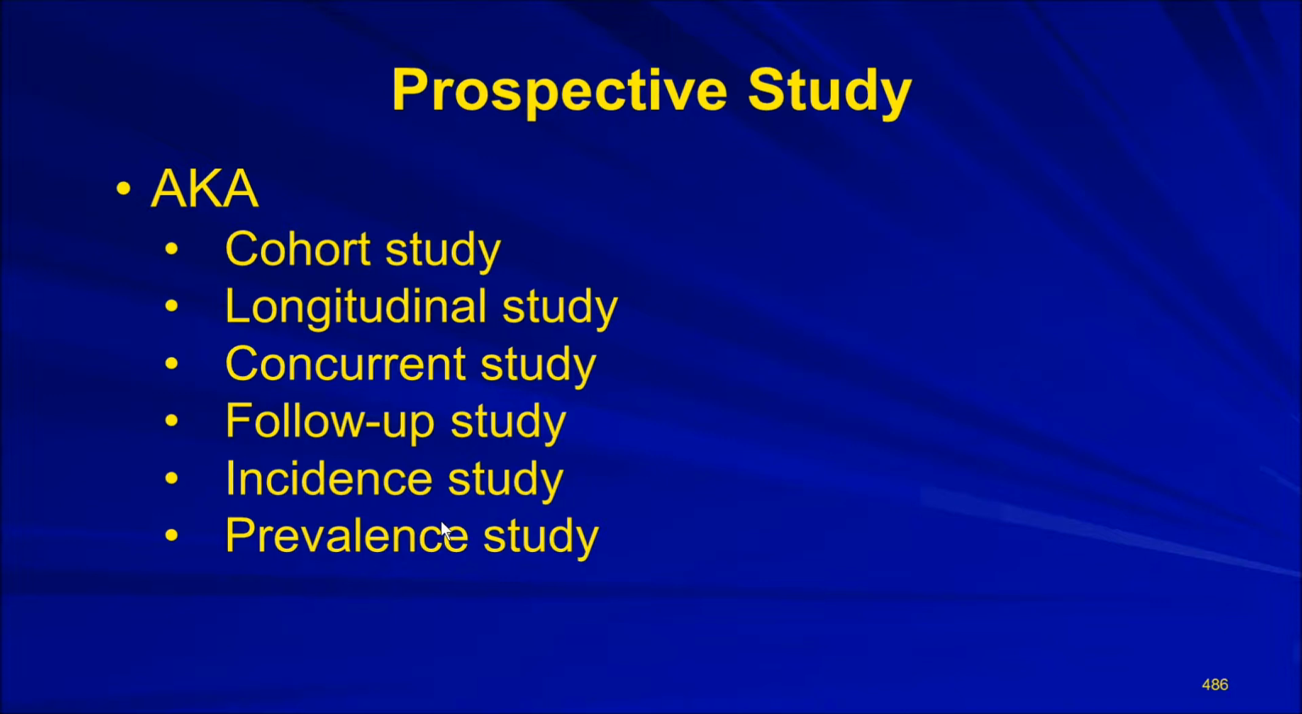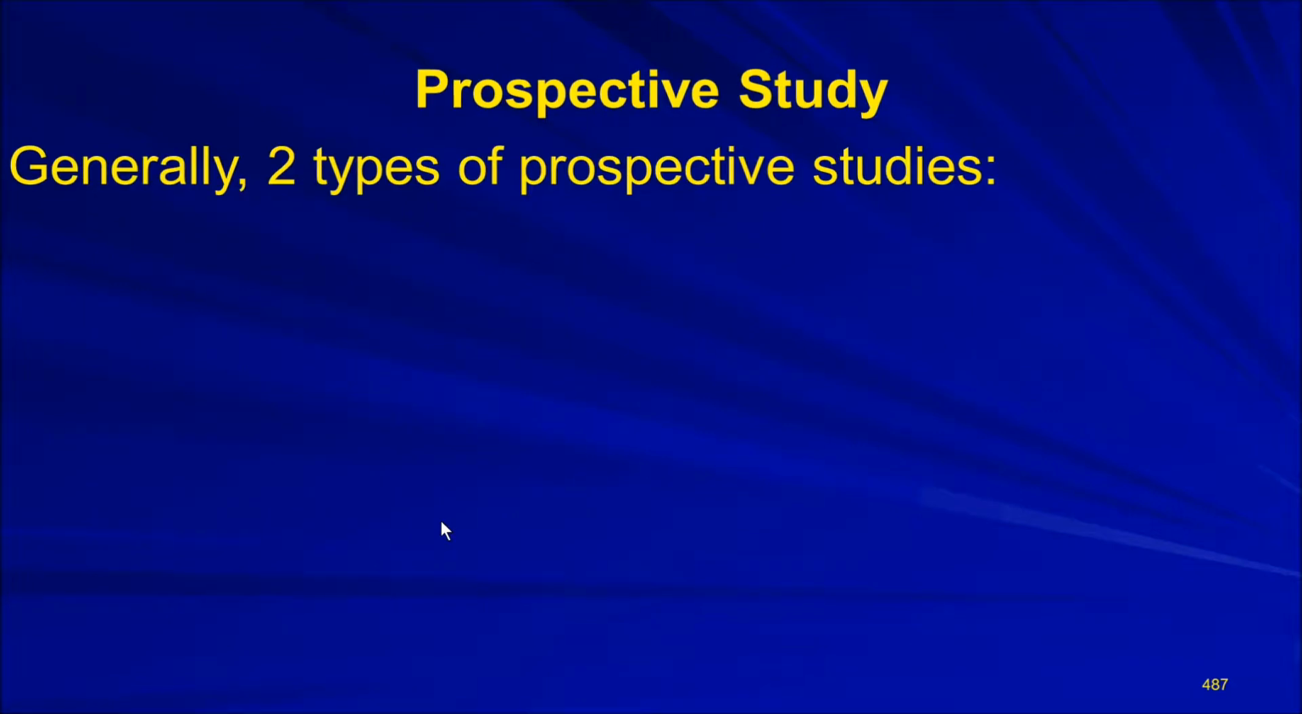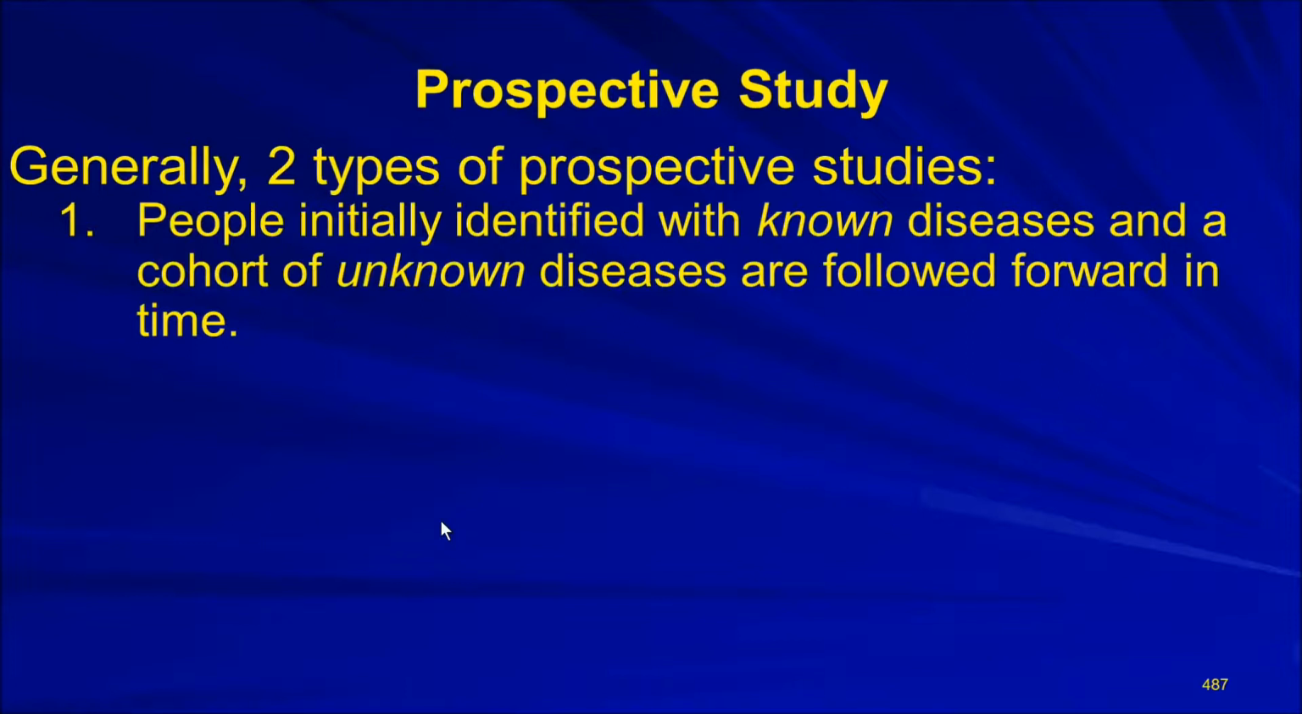Okay, now here's the prospective study, and it mentions that generally there are two types of prospective studies. The first: people initially identified with a known disease and a cohort of unknown disease status are followed forward in time. Okay, so let's just look at this together. Let's take an example. I have a group of diabetics, and I have a group that does not have diabetes. Okay, what happens to the health of these individuals over time?